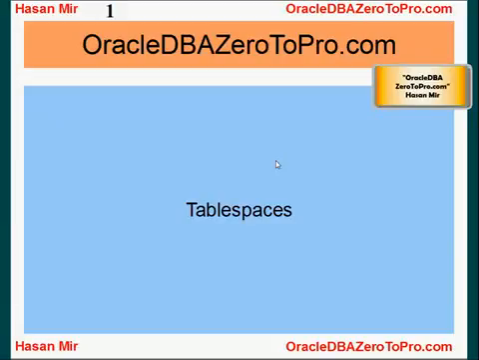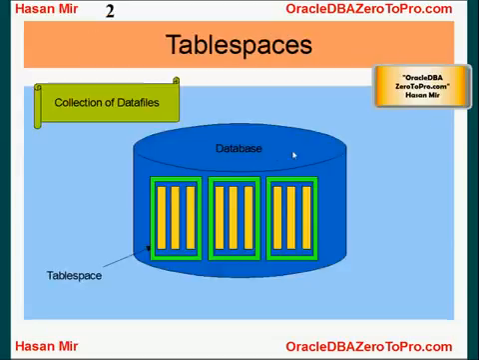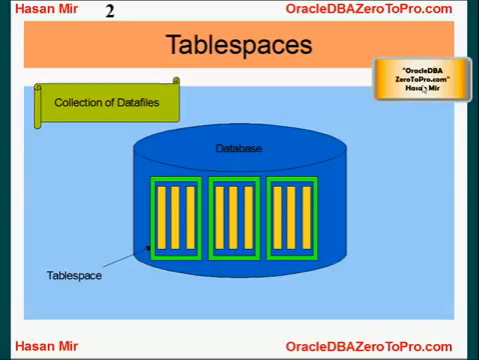This is Hassan Mir. In this tutorial, I'll talk about table spaces. So what is a table space? A table space is simply a collection of data files. For example, this table space is a group of 3 data files.